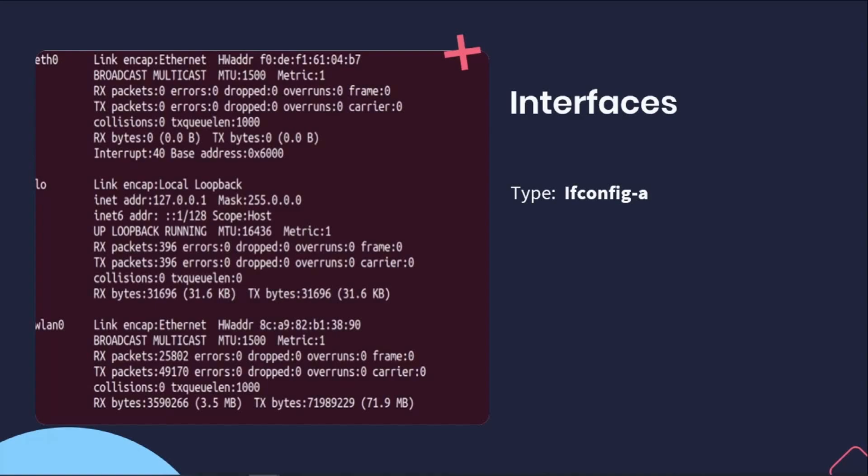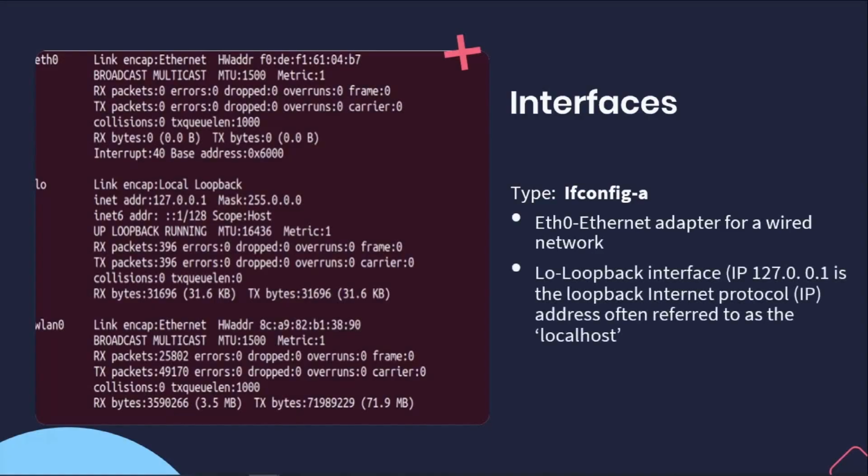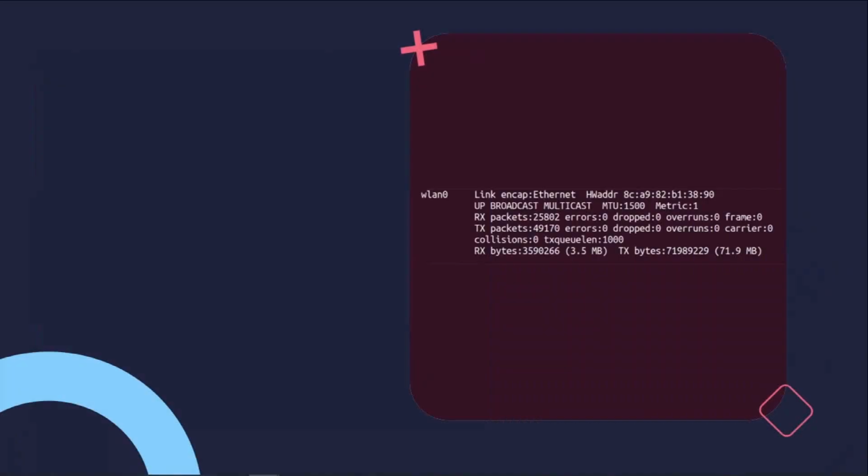The first one is an Ethernet adapter for a wired network. The second one is the Loopback Internet Protocol IP address, often referred to as the localhost. It is used for testing and troubleshooting on an Ethernet interface. The third adapter is for a wireless network. You would type in the following command to display the wireless adapter interface only.